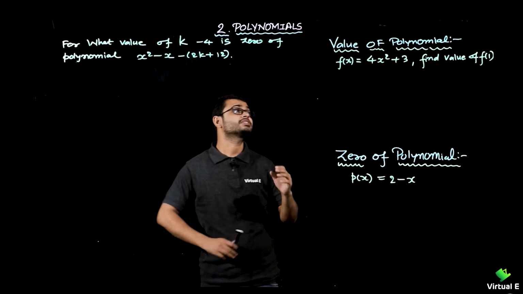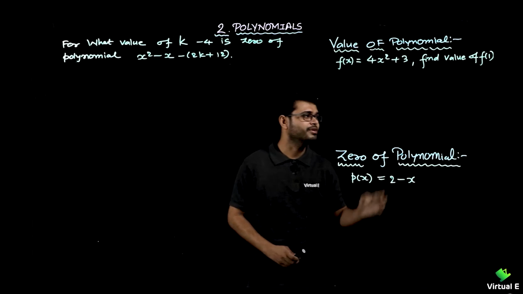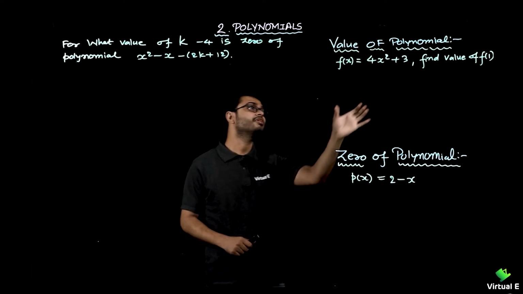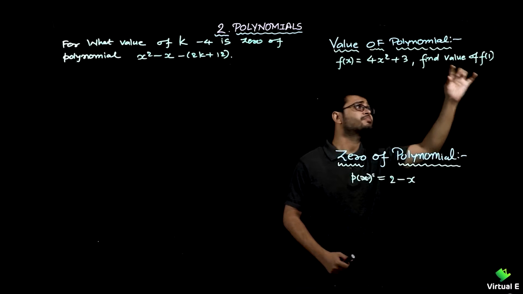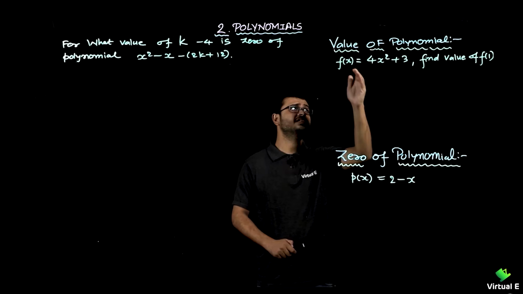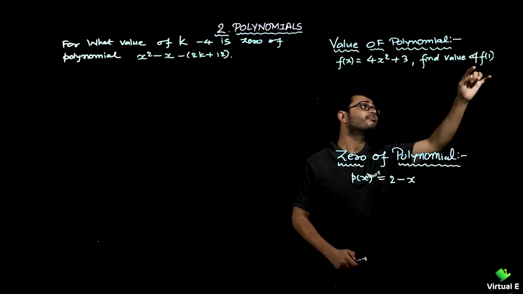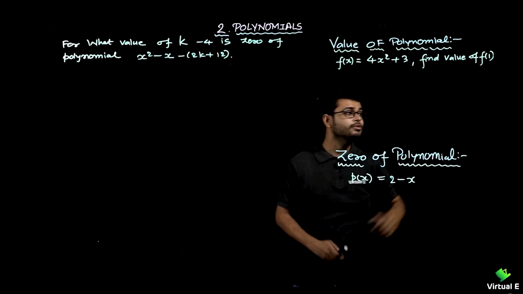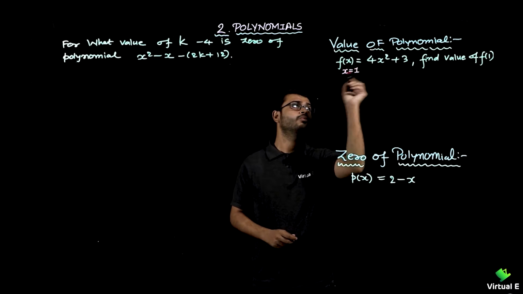So now we are going to discuss the topic of value of polynomial and zero of polynomial. So let's start. What is value of polynomial? Suppose you have a polynomial with you and you want to find the value at a very specific value of x. My polynomial is f(x) = 4x² + 3 and we want to find the value of f(1), which means I am going to substitute x = 1.